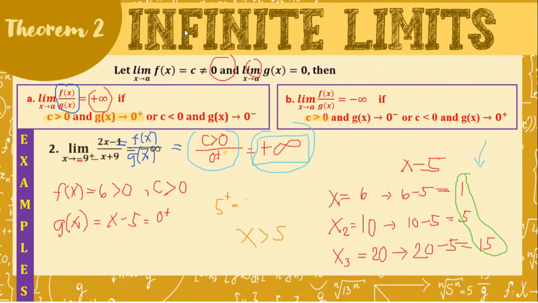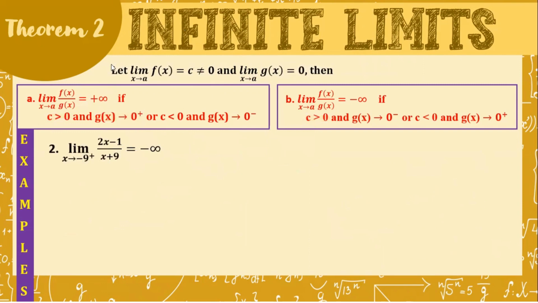Now, the second example here is the limit of the function 2x minus 1 over x plus 9 as x approaches negative 9 from the right. It already has an answer, sorry, I haven't erased it. The result here is negative infinity. But how did we get negative infinity?